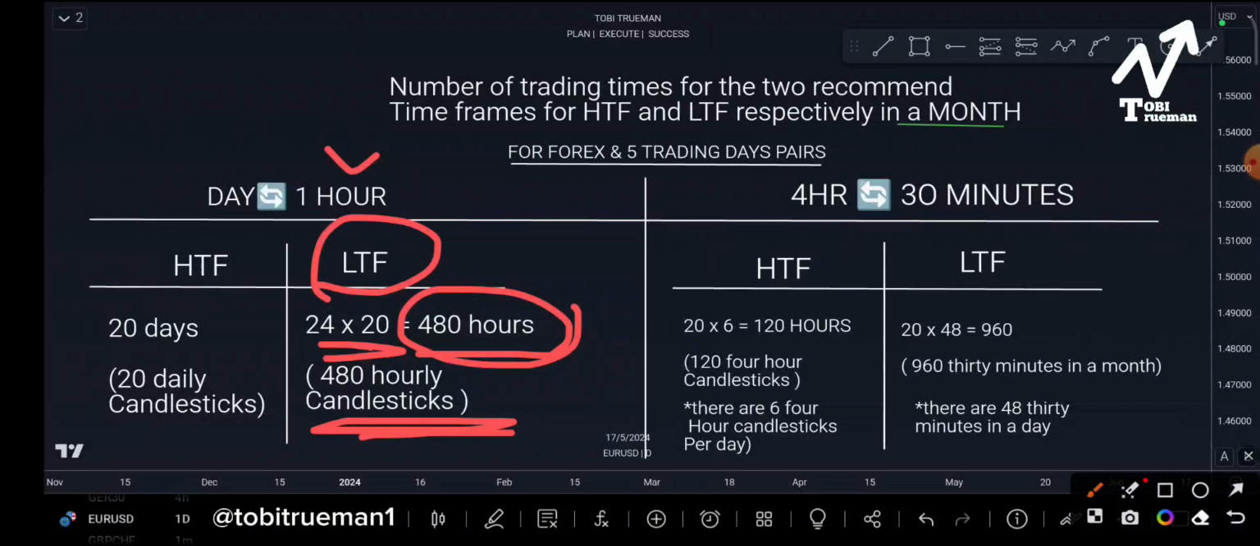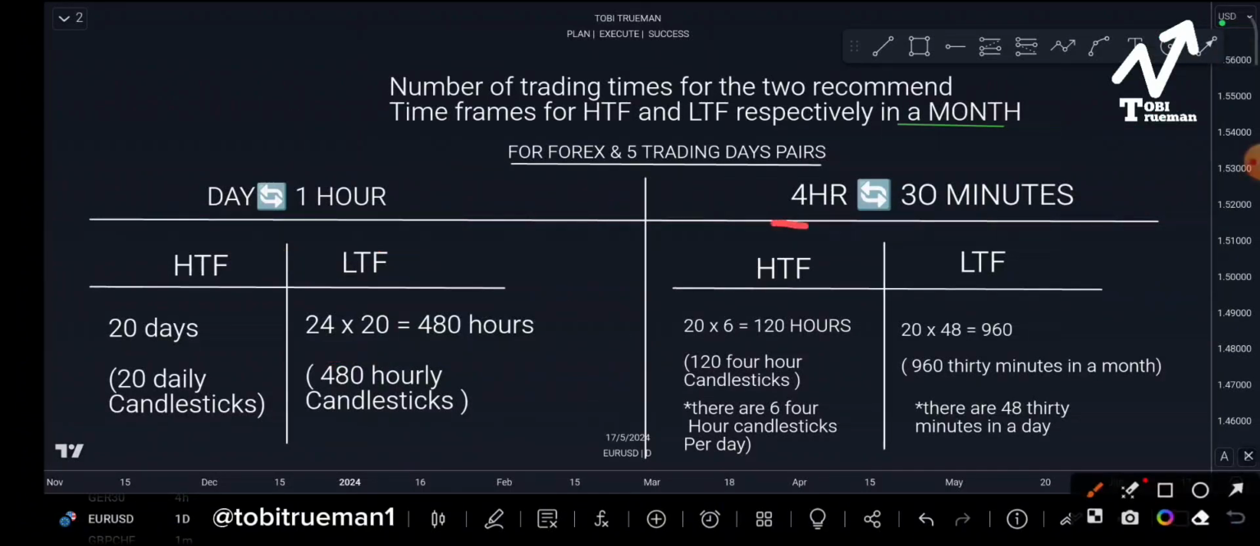So if I'm using this, I'm just using it for a particular pair. Let's just say EUR/USD, the popular pair, or GBP/USD, or even gold, or AUD/USD. So we'll be having 480 hours to look for opportunities on the lower time frame if we are using the daily time frame as a higher time frame. Okay, so what if we are using the 4-hour time frame as our higher time frame and 30 minutes as our lower time frame?